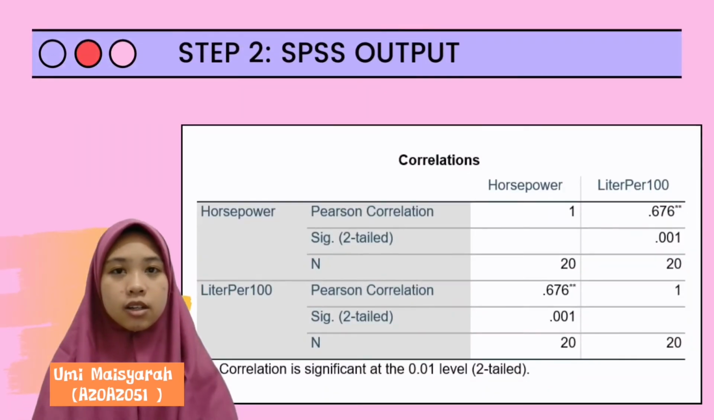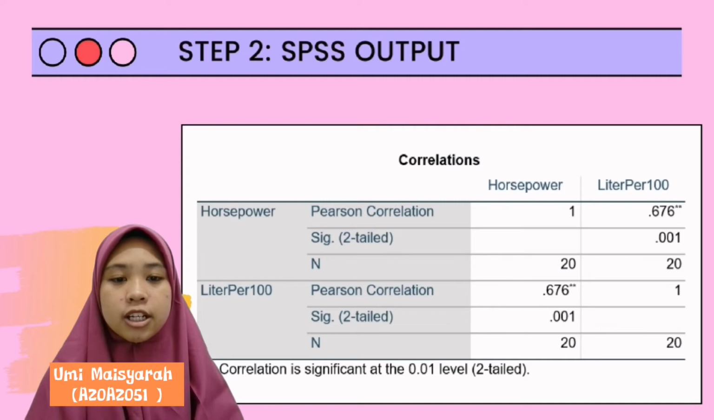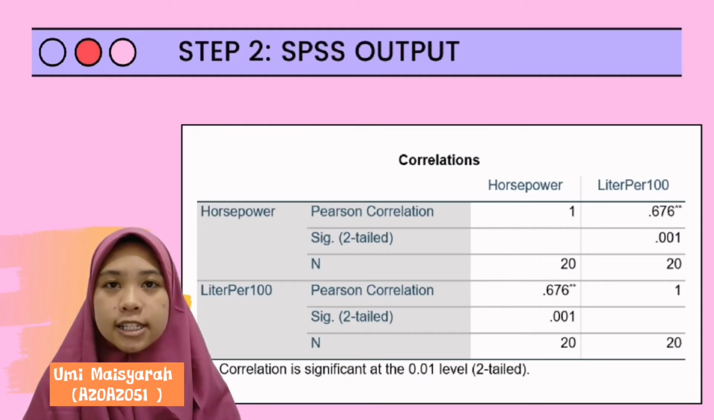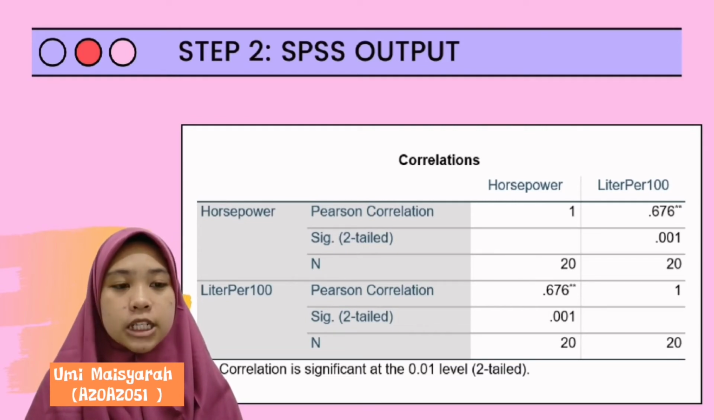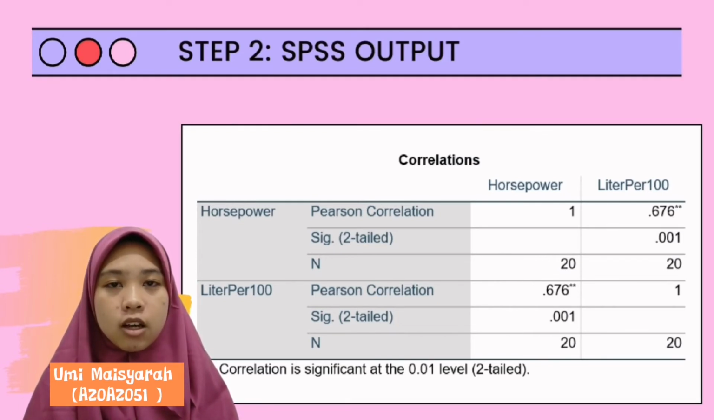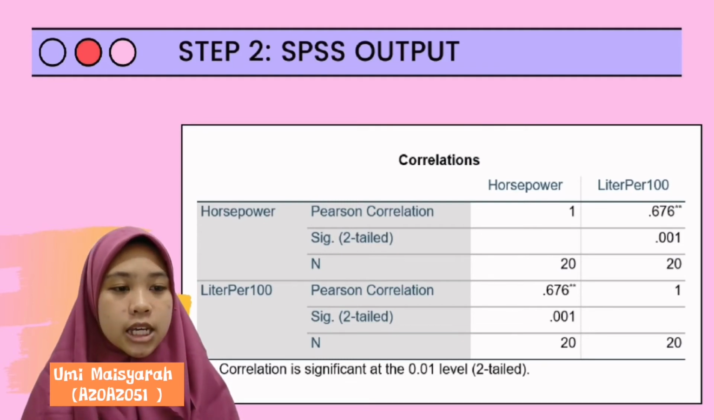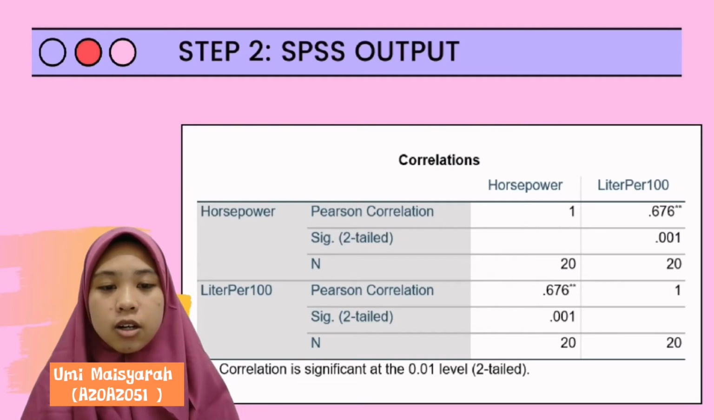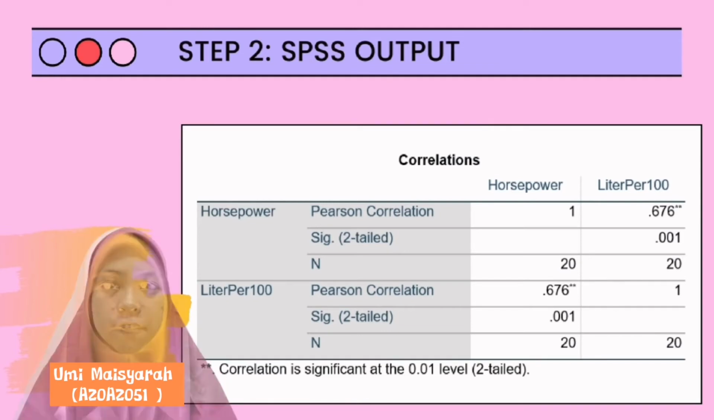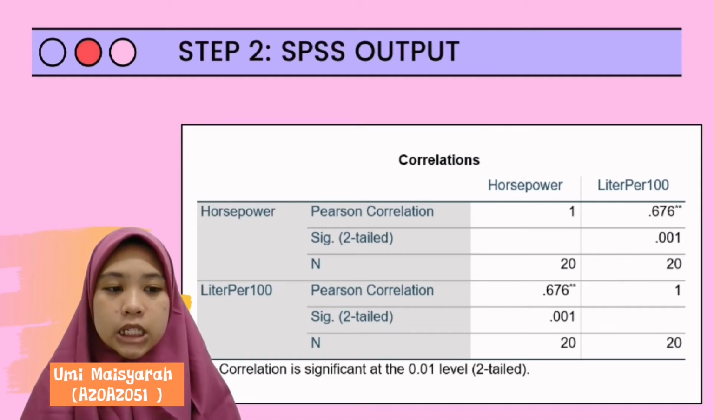SPSS output. Based on our Pearson correlation value, the result of correlation is 0.676, which is positive. We know this value is positive because SPSS did not put a negative sign in front of it. So, positive is the default. Since our example Pearson's correlation is positive, we can conclude that when the number of horsepower for each vehicle is increased, our first variable, the amount of fuel consumption, our second variable, also increases.